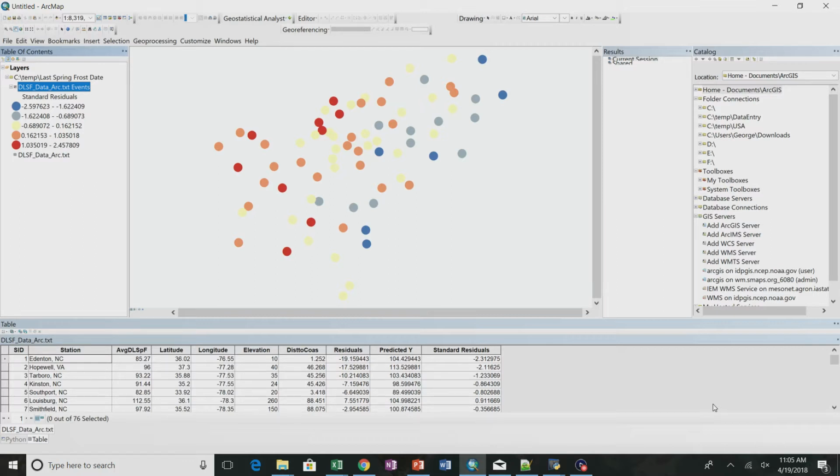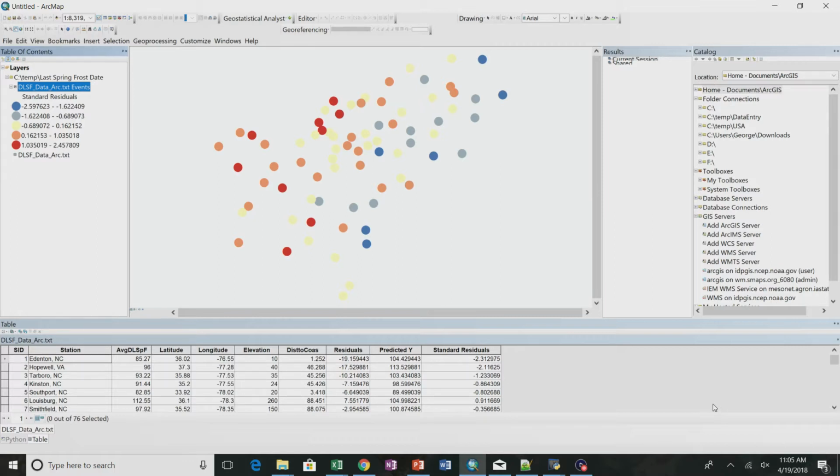But in general, all of the negative values, which means that they were underpredicted, are mostly along the coast. You see that? It's not a definite thing, but they're mostly along the coast. And the values that were overpredicted are mostly in the mountains. There's some exceptions, but they're mostly in the mountains or in the coast, the Piedmont area down here.